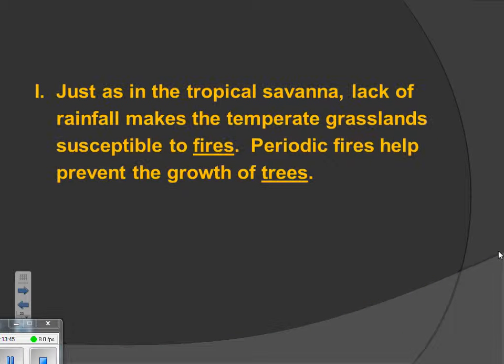Just as in the tropical savanna, lack of rainfall makes the temperate grasslands susceptible to fires. Periodic fires help to prevent the growth of trees. So just like in the video, it showed that fires were one of the reasons why the grasslands remain grass instead of having trees in them.